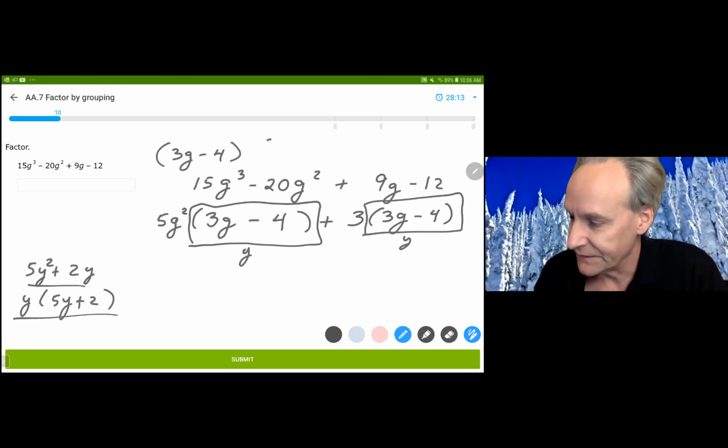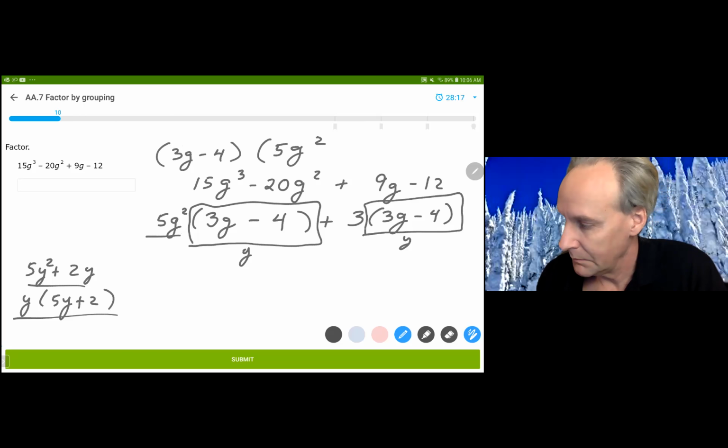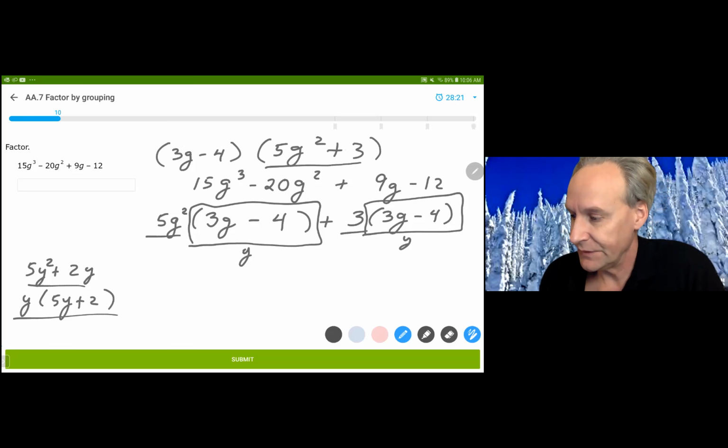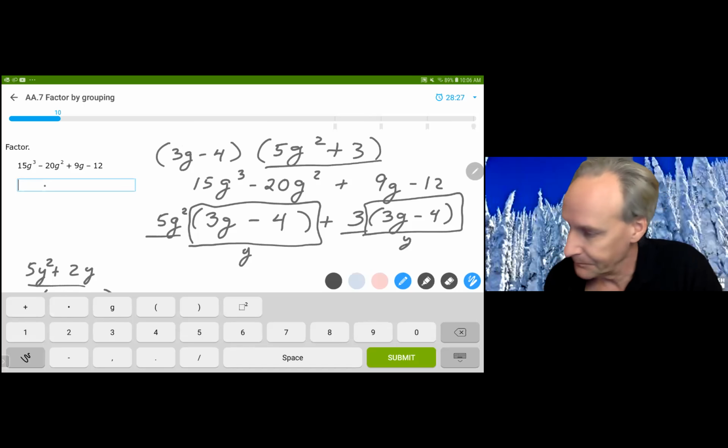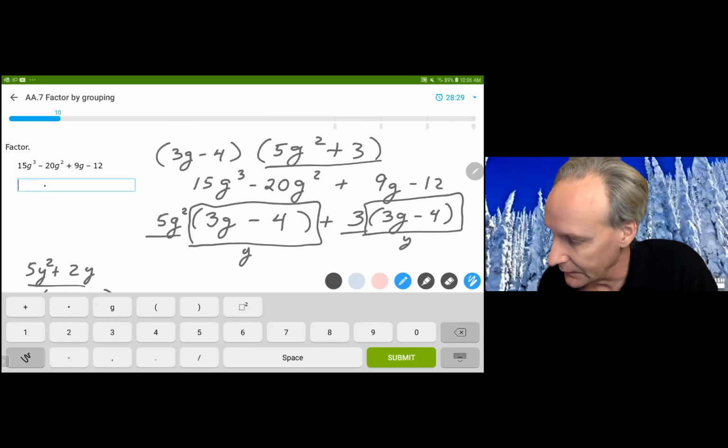And what's left inside is the 5g squared plus 3. And there it is. Now, if this could be factored some more, I would do it, but it can't be. By the way, positive binomials usually can't be factored. So anyway, there it is. We've got a 3g minus 4 times 5g squared plus 3.